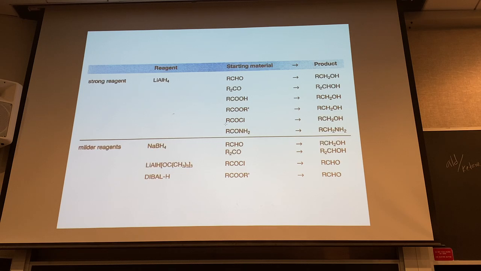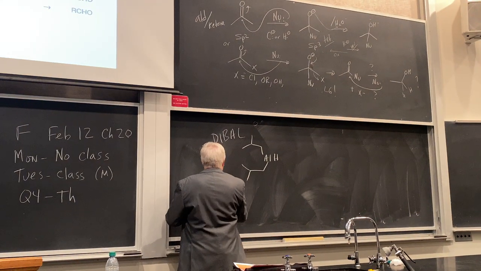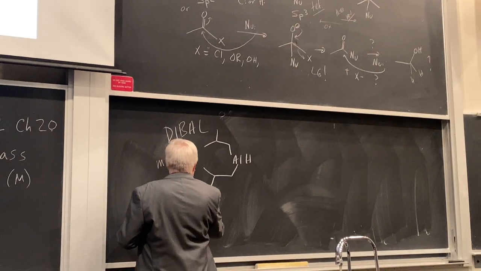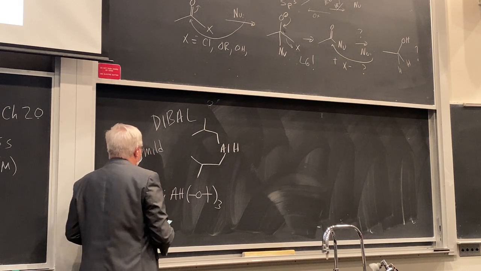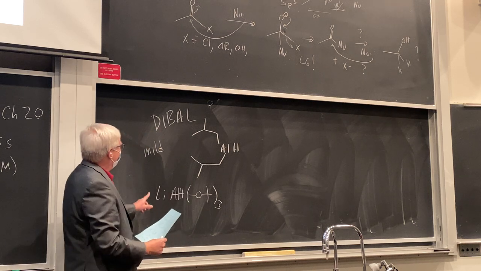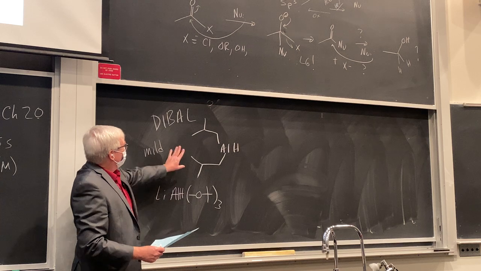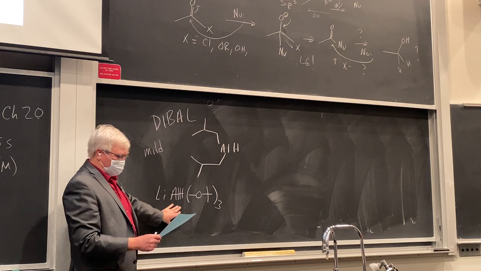DIBAL is diisobutyl aluminum hydride. There's two isobutyl groups on DIBAL, and that's nice. It has an acronym associated with it. This is more mild than LAH. And we also have another milder reagent here. It's called lithium tri-tert-butoxy aluminum hydride, AlH, sorry. That doesn't have an acronym, sorry about it. This is specific for esters to stop at an aldehyde. This is specific for acid chlorides to stop at an aldehyde.